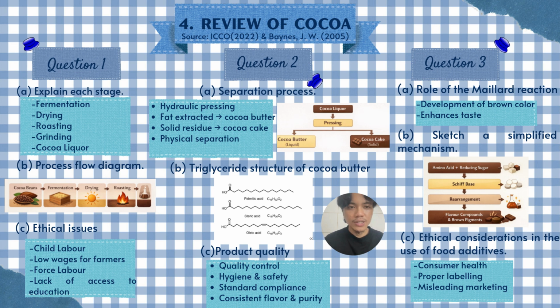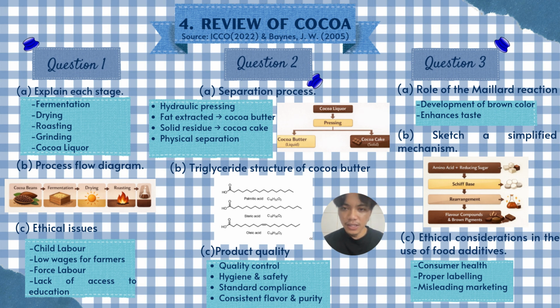Cocoa liquor, which is a mixture of cocoa solids and cocoa butter, is subjected to hydraulic pressing. During pressing, high pressure is applied to separate the fat from the solid component. The liquid fat extracted is cocoa butter, while the remaining solid material forms a cocoa cake. The cocoa cake can later be processed into cocoa powder. This separation is mainly a physical process based on differences in fat content and density.